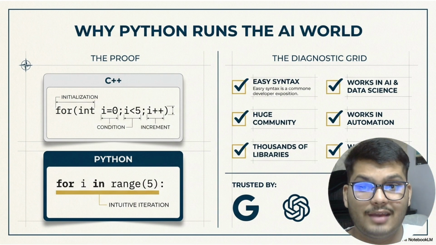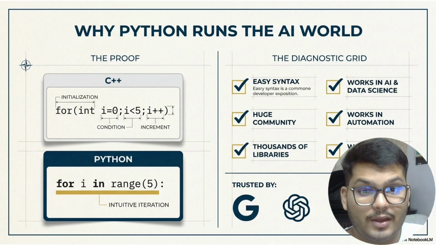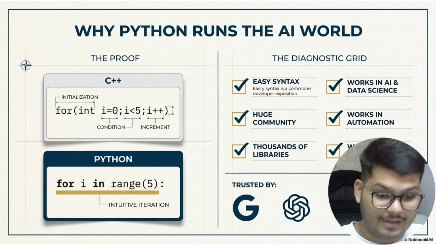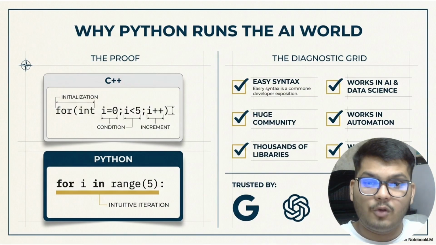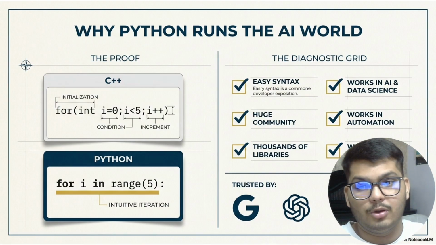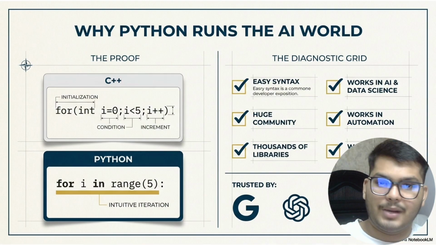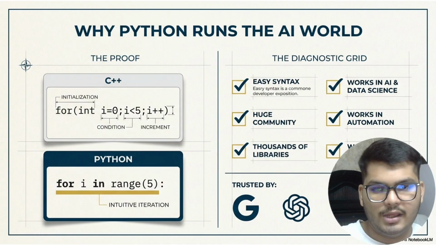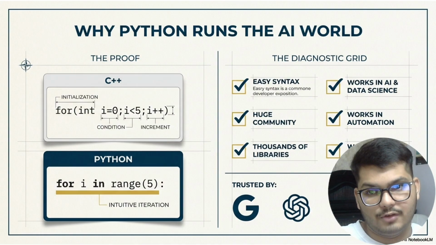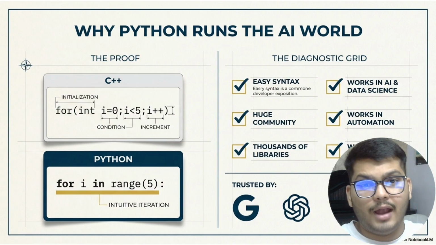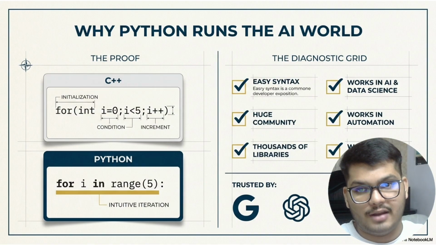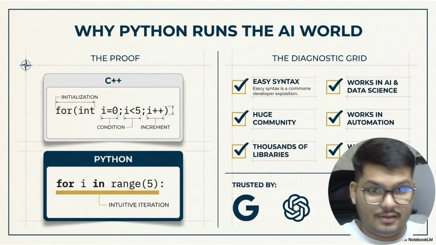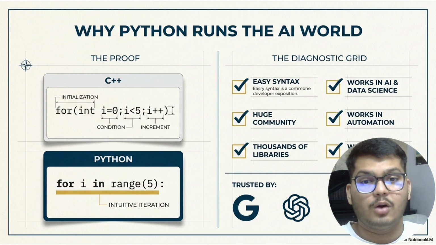And second, it has a huge community. This is a very important point: around 50 to 60% of people in the AI world know Python and work on Python only. There is a huge community for Python, compared to C++ and Java. And the third point is thousands of libraries.